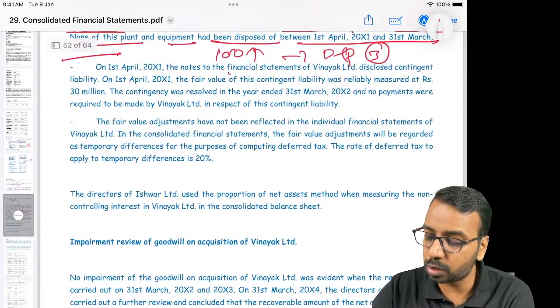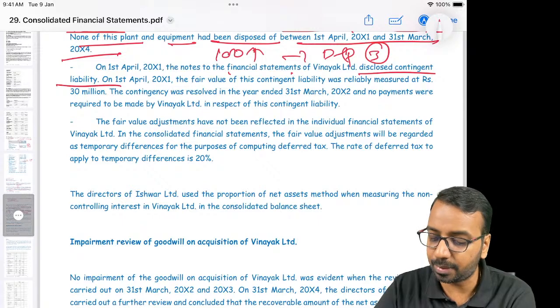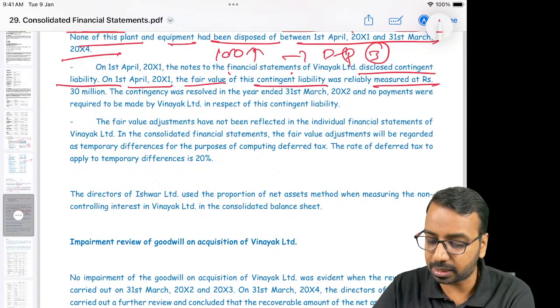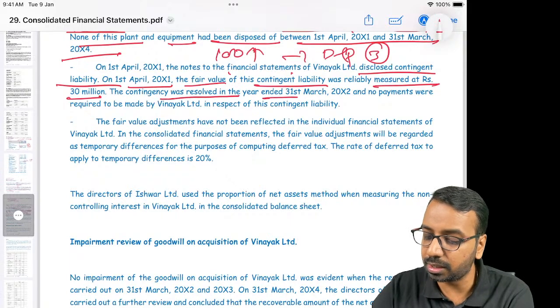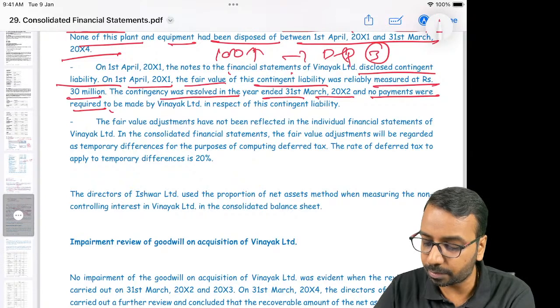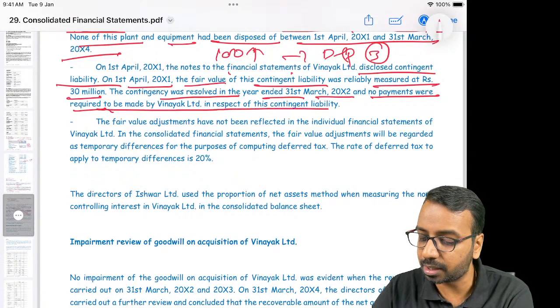On 1st April, notes to financial statement disclosed a contingent liability. On 1st April, the fair value of the contingent liability was measured at 30 million. Contingency was resolved in the year ended 31st March of year 2 and no payments were made by Vinayak Limited in respect of this liability.